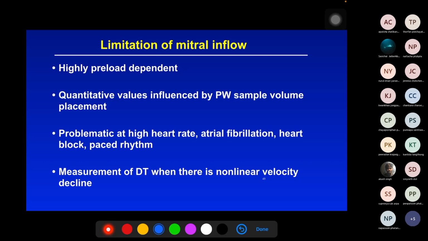The next one, the correct site to place the sample volume is crucial, because if you get the wrong site, you might get the wrong picture of the E and A waves.